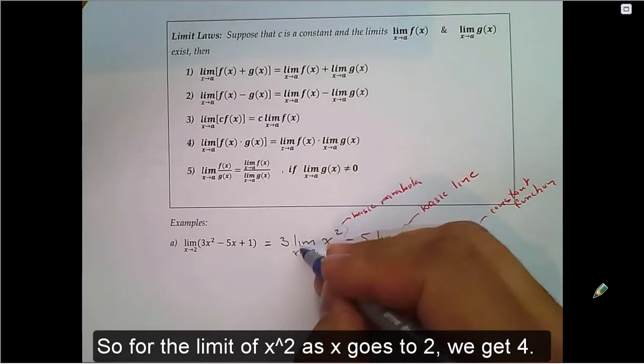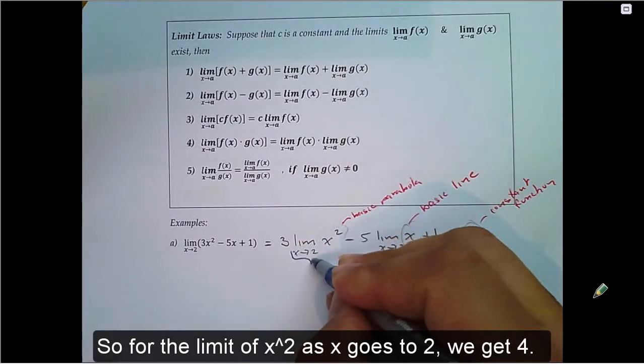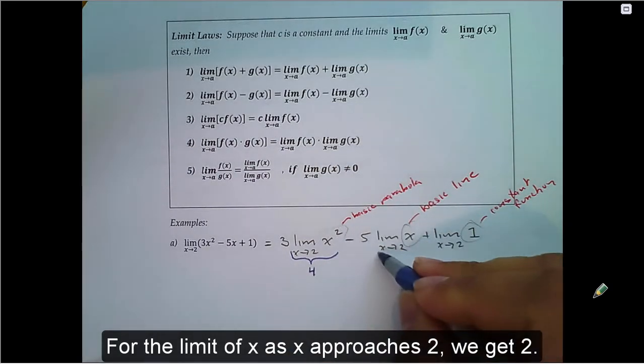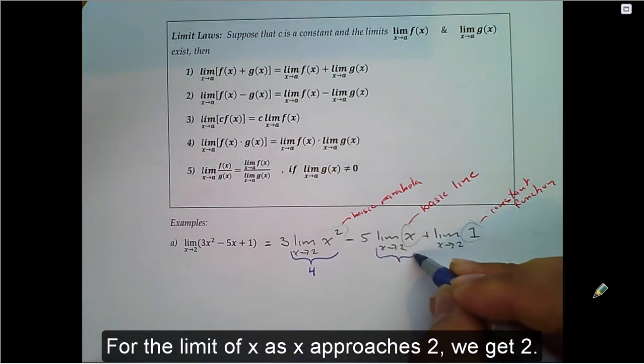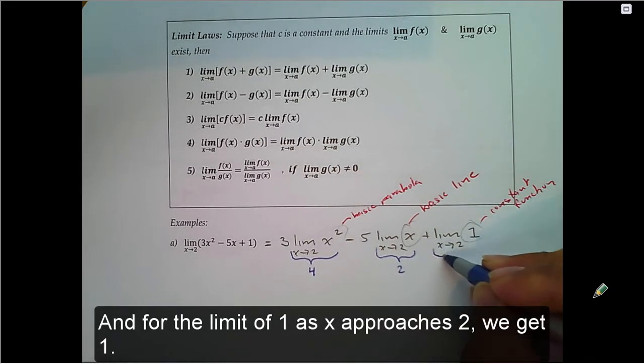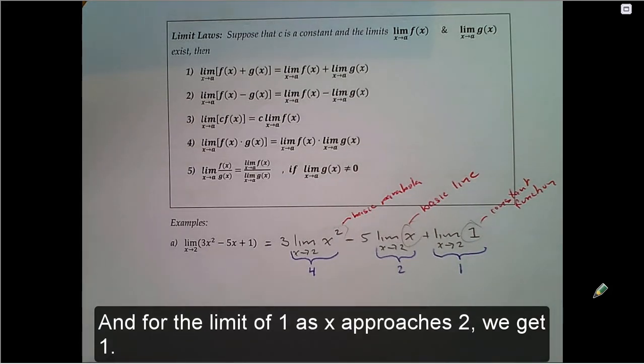So, for the limit of x squared as x goes to 2, we get 4. For the limit of x as x approaches 2, we get 2. And for the limit of 1 as x approaches 2, we get 1.